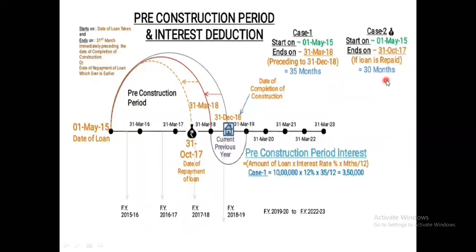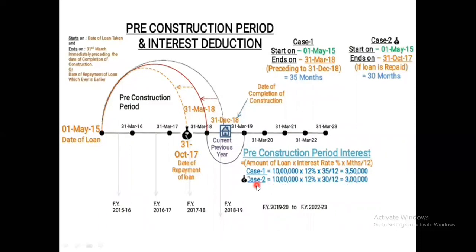Now you can also see how pre-construction period interest is calculated under case 1. Under case 1, the loan amount was rupees 10 lakhs and the interest rate was 12%. And the pre-construction period under case 1 was 35 months. Therefore, you take the loan amount multiplied by the interest rate into 35 months, which is our pre-construction period, and divide by 12 months, which is the number of months in a year. Therefore, under case 1, the pre-construction period interest is rupees 3,50,000.